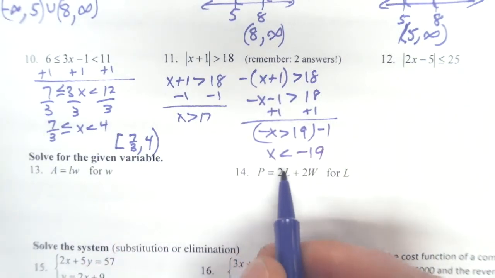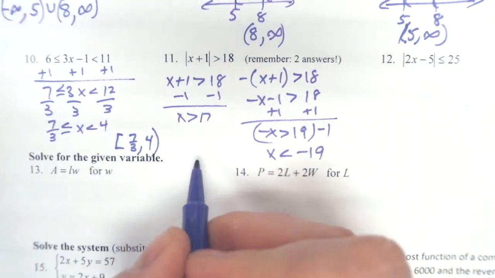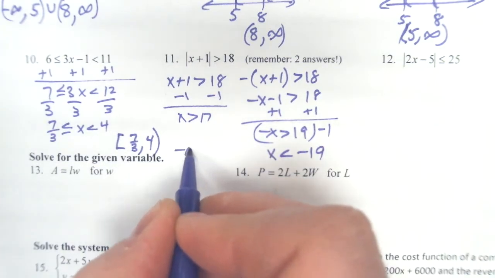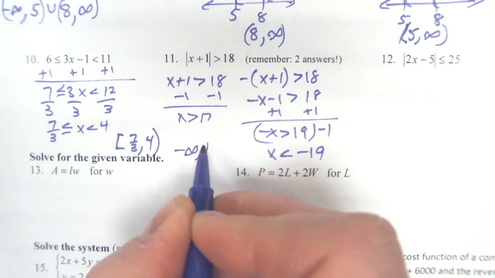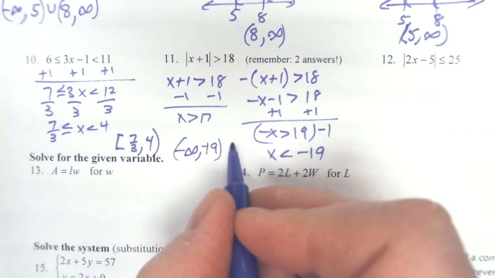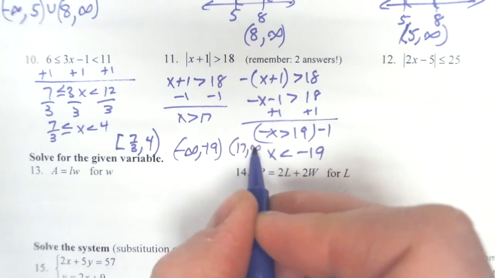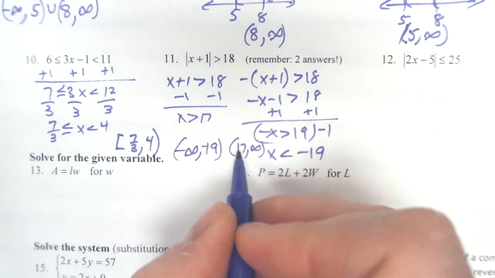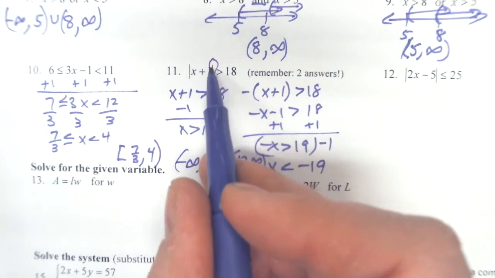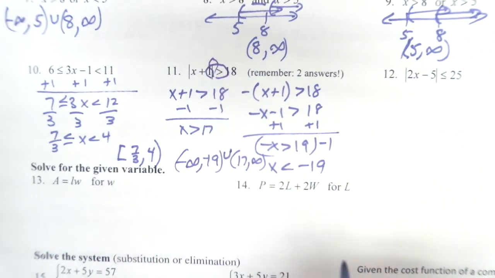In interval notation, since x is less than negative 19, it's going from negative infinity to negative 19. And x greater than 17 would be from 17 to positive infinity. Since there is no overlap there, we would union them, and it is an or statement because of the greater than.